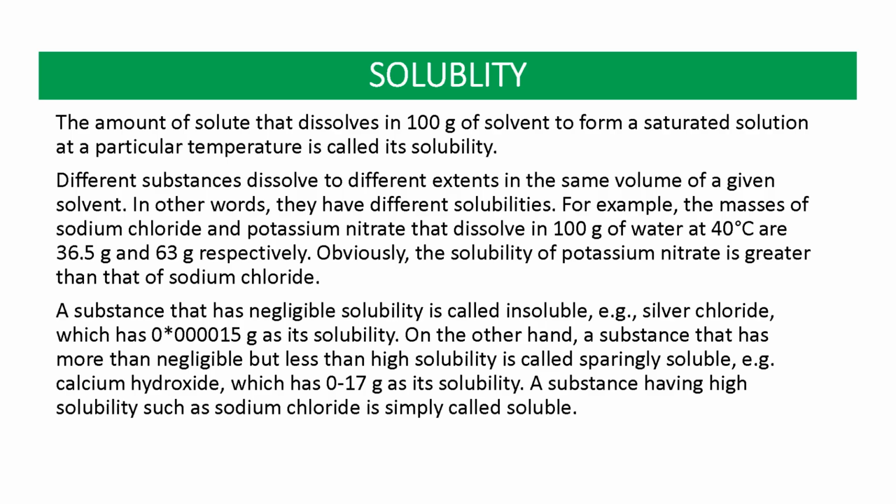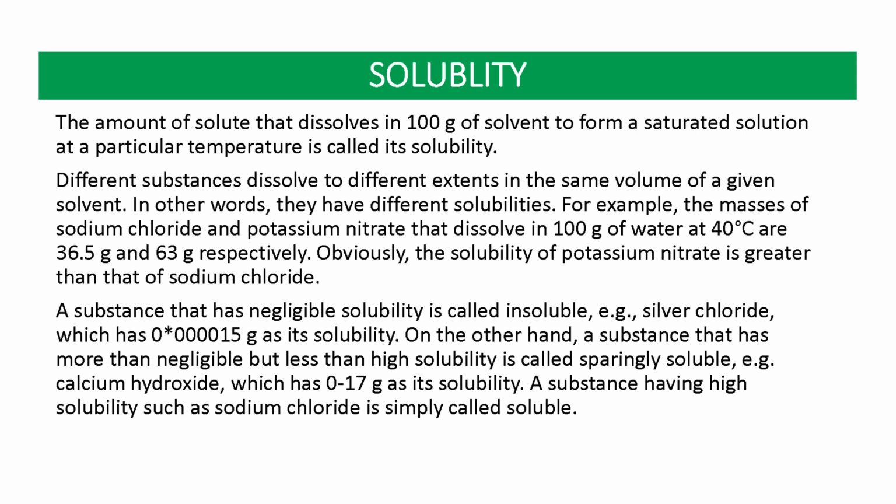A substance that has negligible solubility is called insoluble. Example, silver chloride, which has a solubility of 0.0015 gram. This is a negligible amount, so we call silver chloride insoluble in water.